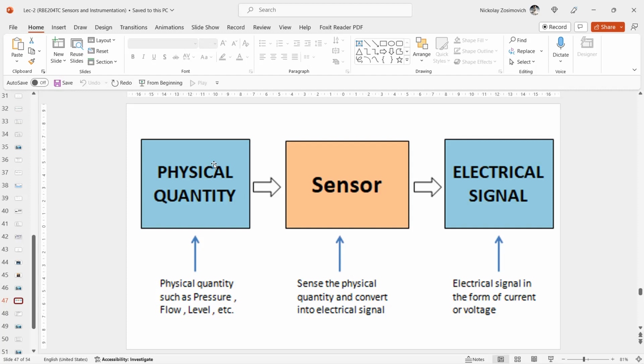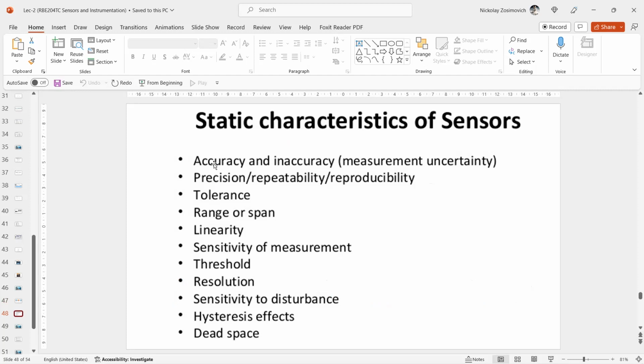The third group is environmental characteristics, describing the sensor performance after or during exposure to specified external conditions, such as pressure, temperature, vibration, shock, and radiation. And the fourth group is reliability characteristics, describing the sensor's life expectancy. The errors that are specific for certain sensor types are discussed in the course concerns.